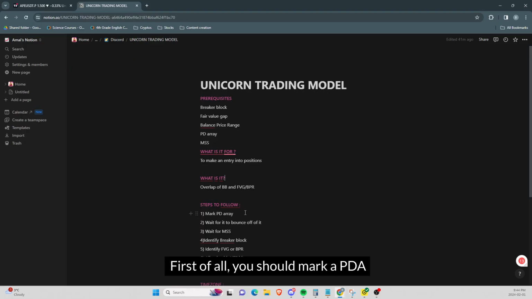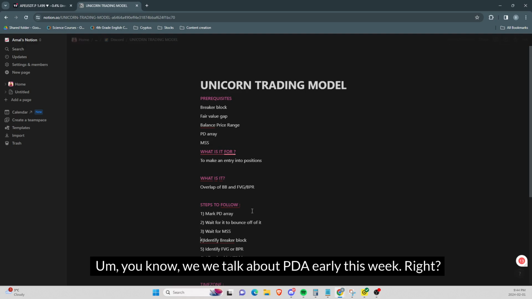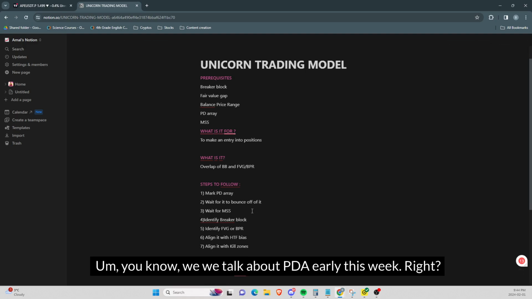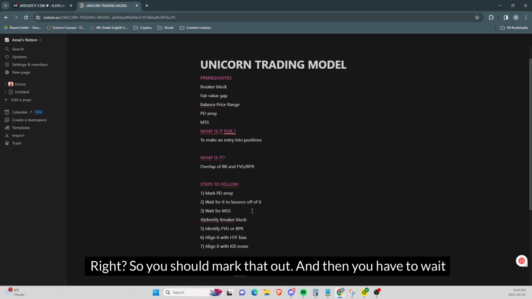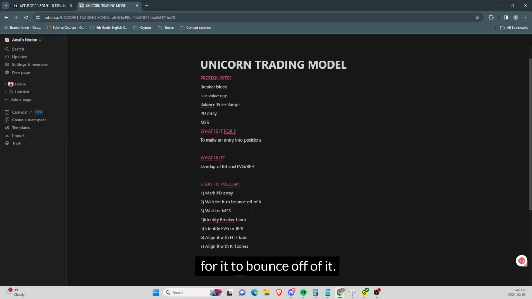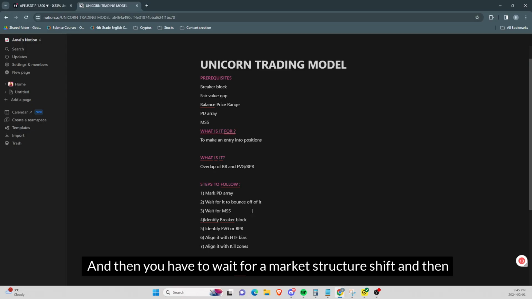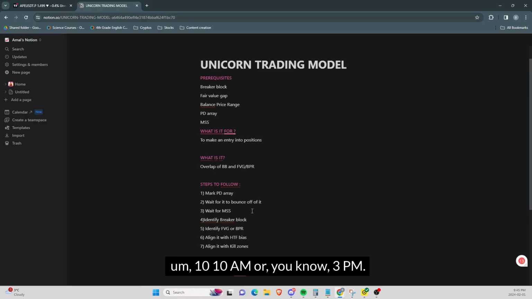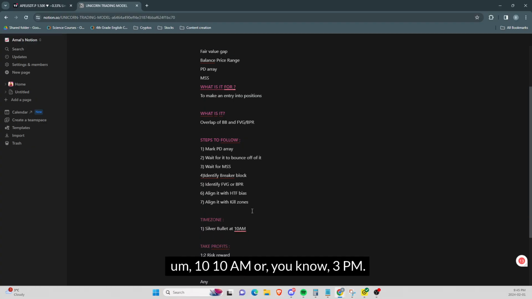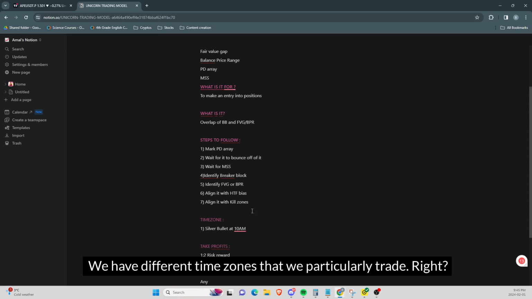So first of all, you should mark a PDRA. That is on a higher time frame. We talked about PDRA early this week, about open and close and a bunch of other things that we consider PDRA on the higher time frame. So you should mark that out, then wait for it to bounce off of it, then wait for a market structure shift, and then wait for a breaker block, identify a fair value gap or balanced price range, align it with the higher time frame, and then align it with the kill zones, as in 10 a.m. or 3 p.m. We have different time zones that we particularly trade.